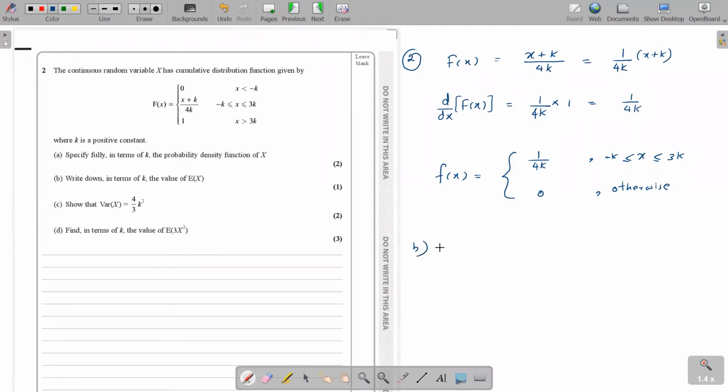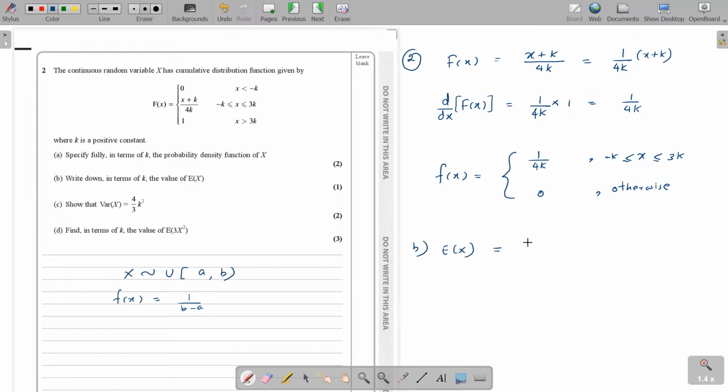So part B, find in terms of k the value of E(X). For this rectangular distribution, the continuous uniform distribution, to find E(X) we had a rule. What was the rule? It was (a plus b) over 2, when X follows a uniform distribution from a to b. Do you remember? Simply, f(x) was written as 1 over (b minus a). You can see here 1 over (b minus a) works: 3k minus k is 4k, so 1 over 4k.